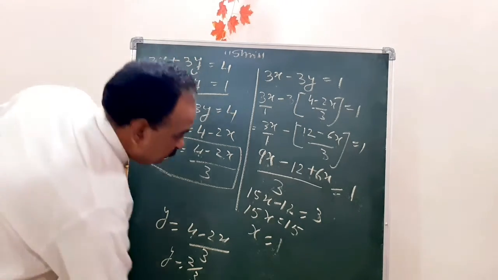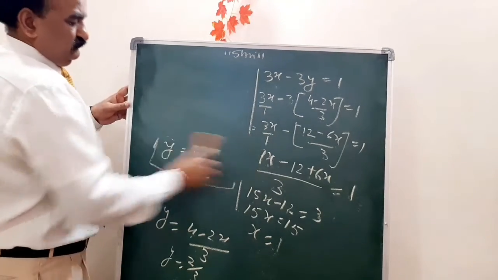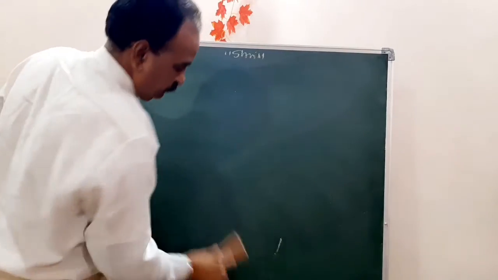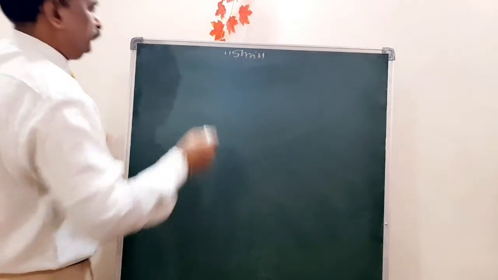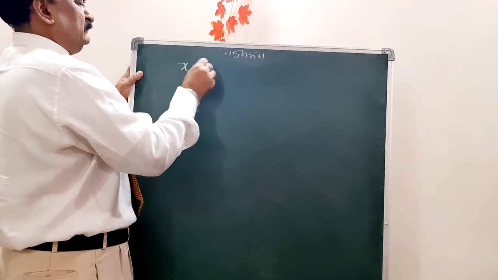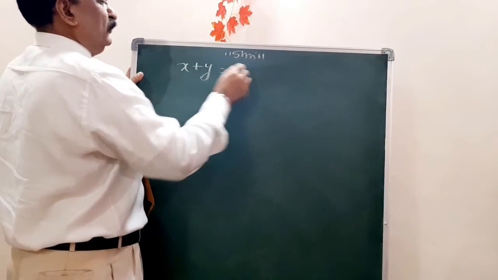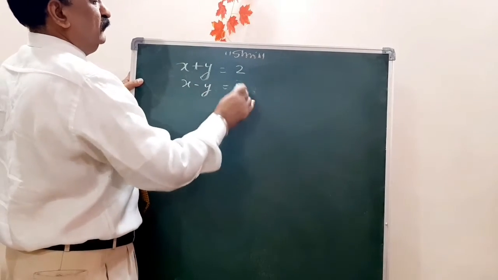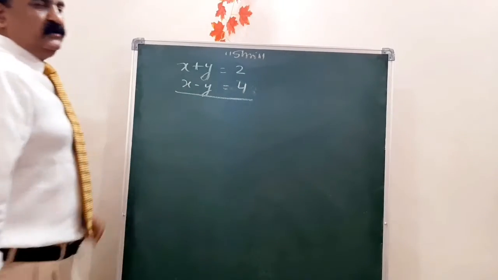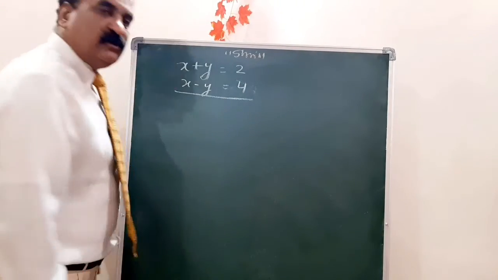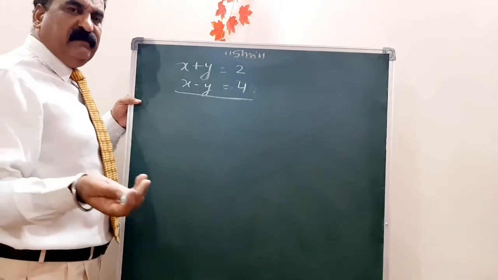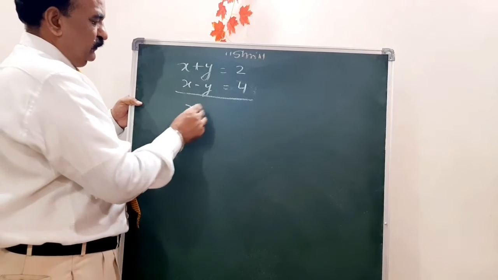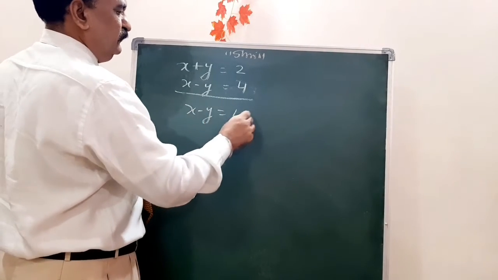One more question I am taking. X plus y is equal to 2 and x minus y is equal to 4. These are the two equations. Again we have to solve by method of substitution. Again you have to find the value of x or y. I am taking now the second equation. X minus y is equal to 4.